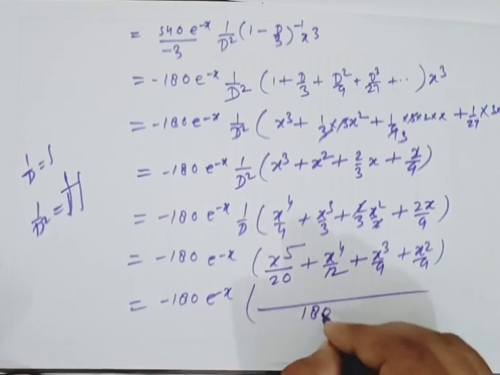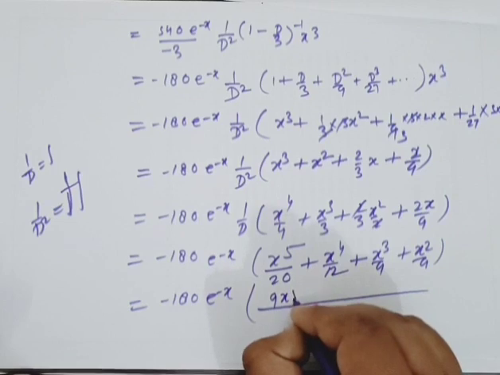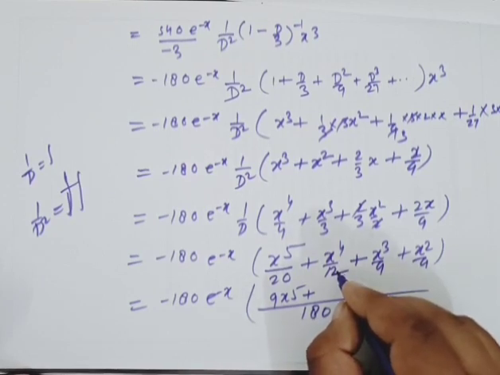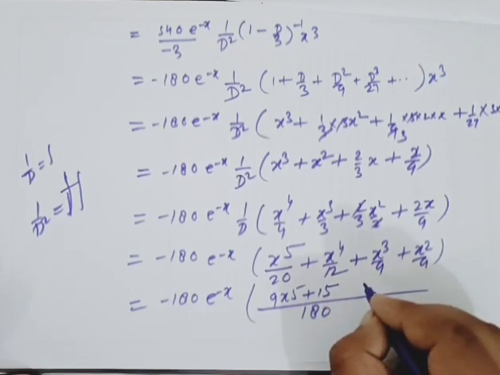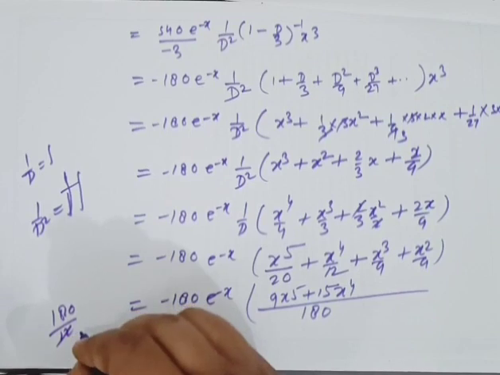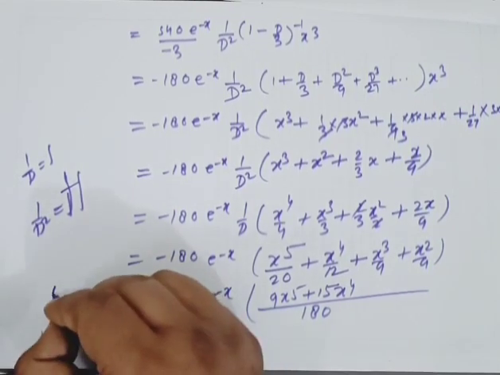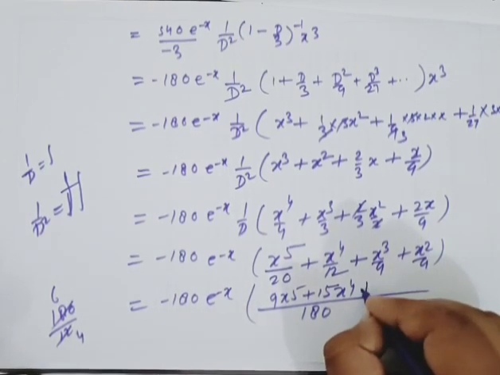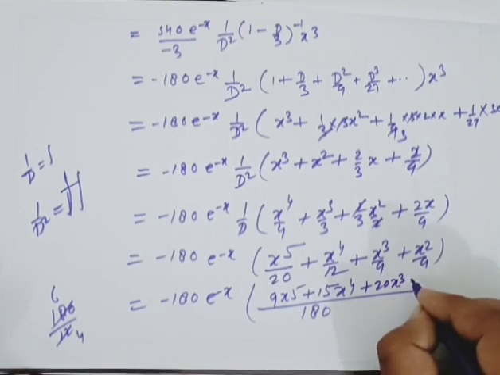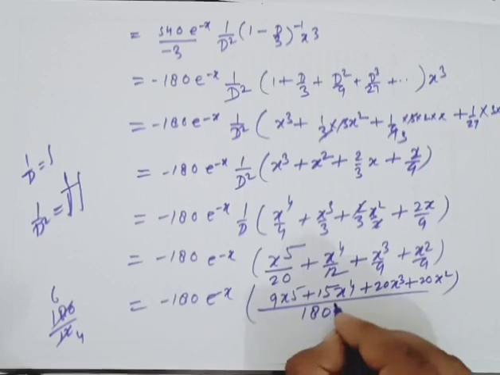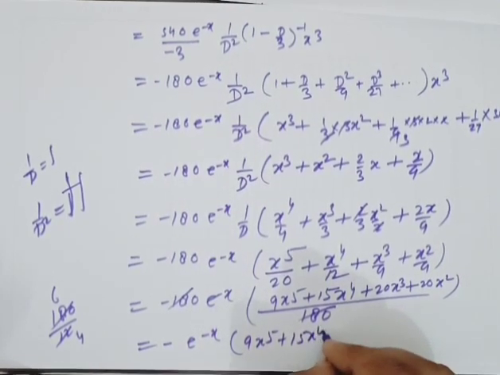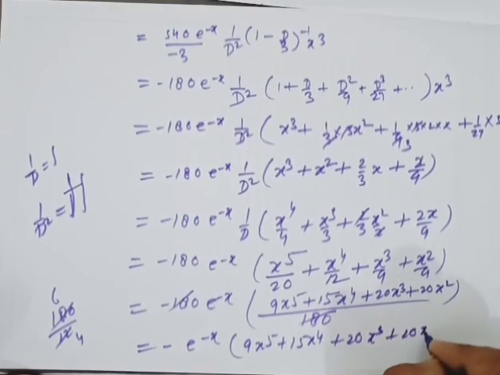So just you can write it 9x to the power 5, okay, and plus how much times it will be, I think it is 15 times x to the power 4, 180 divided by 12, right, it is 15x to the power 4, and plus x to the power 3, okay, it will be 20x to the power 3, and then plus 20x square, right? It is cancelled out. So we have minus e to the power minus x, and 9x to the power 5 and plus 15x to the power 4 and plus 20x to the power 3 and plus 20x square, okay, which is your particular integral.